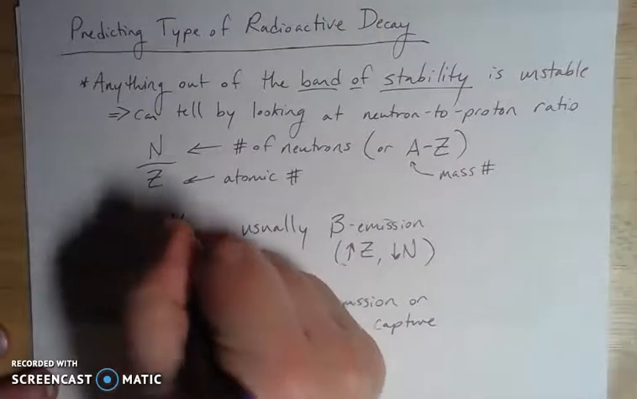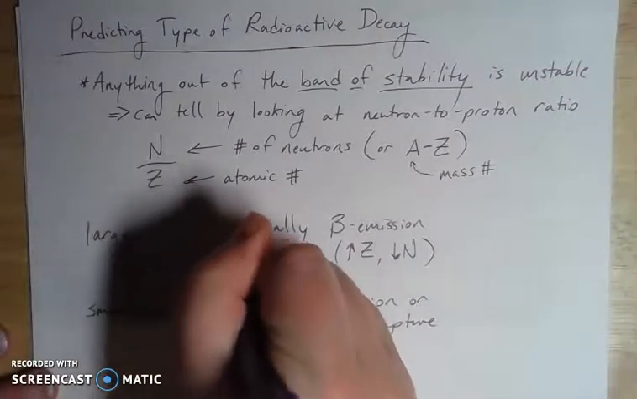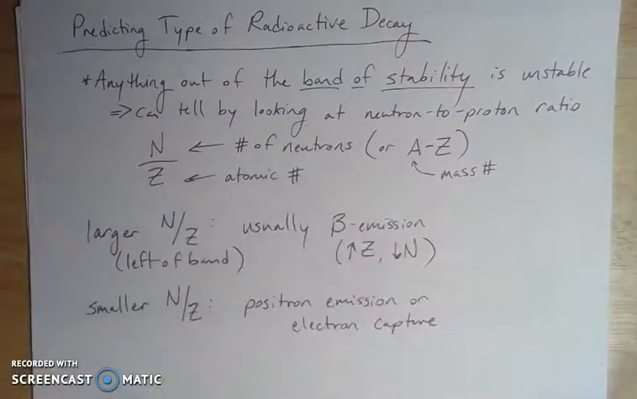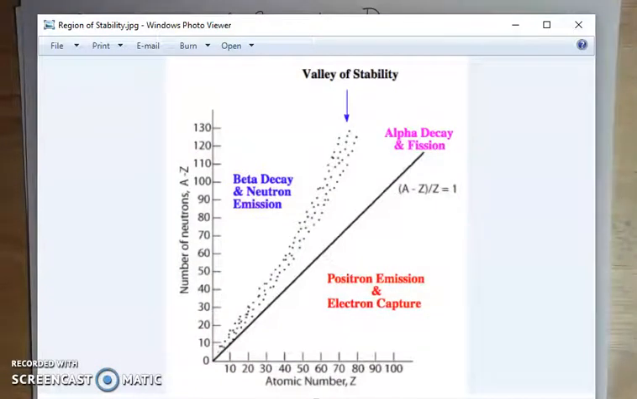Left of band of stability. All right, so let me show you what this looks like, and then we'll come back to my notes here. So this band of stability, this straight line up the middle of my graph, is a 1-to-1 ratio of neutrons to protons. So if I had a 1-to-1 ratio, here's 10 to 10, 20 to 20, 30 to 30, then that's this line for reference, right?